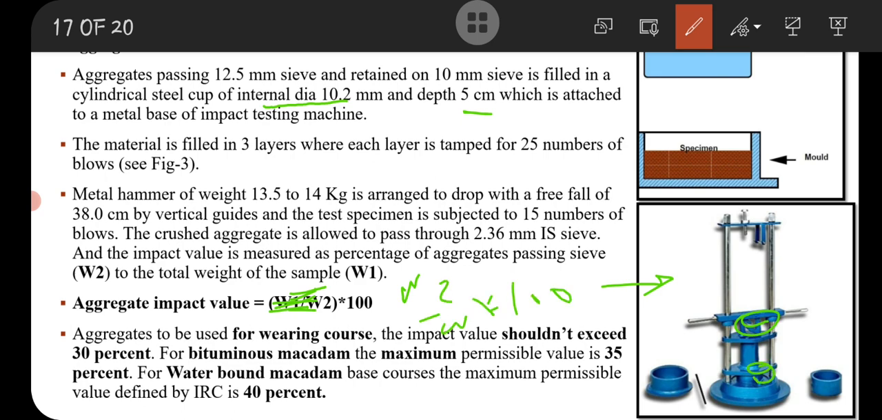After 15 times of impact, the material is taken and sieved through a 2.36 mm IS sieve. Then the weight of the material passing the 2.36 mm IS sieve divided by the total sample weight gives your aggregate impact value, that is AIV. This value should not exceed 30% for wearing course, 35% for bituminous macadam, and 40% for waterbound macadam road, that is WBM road.